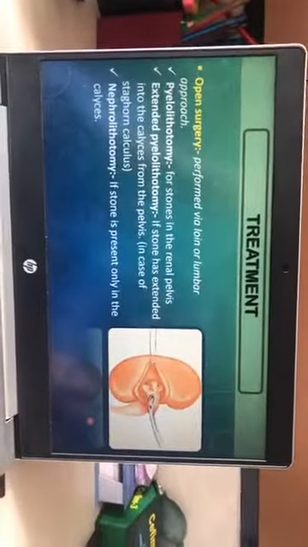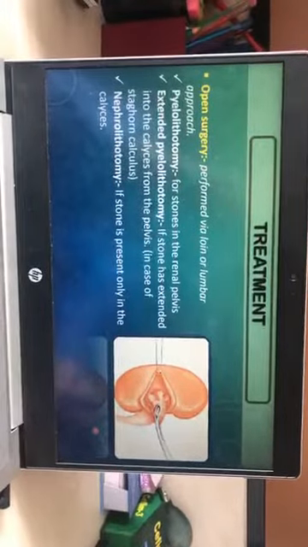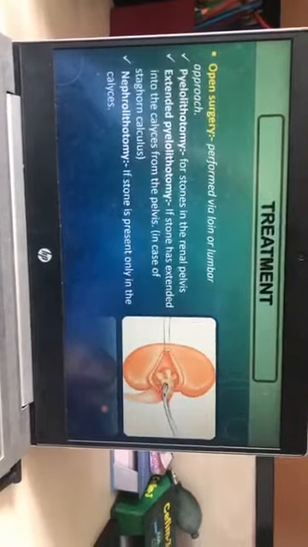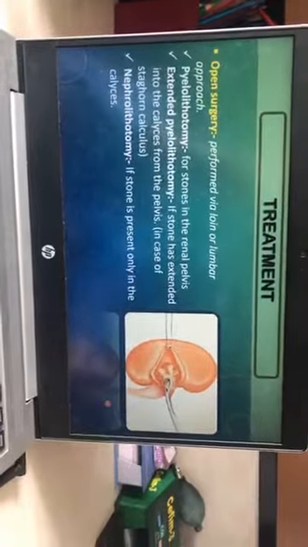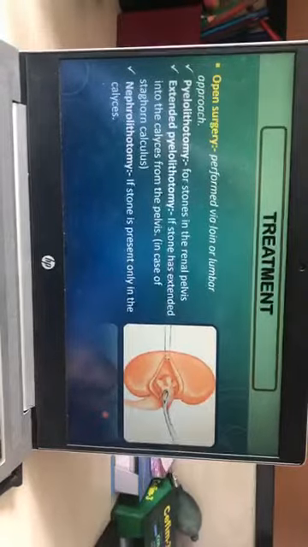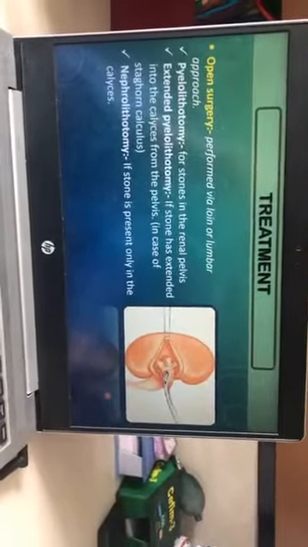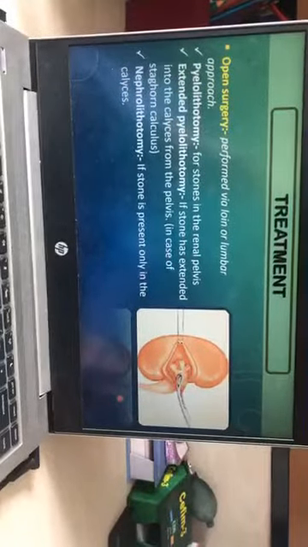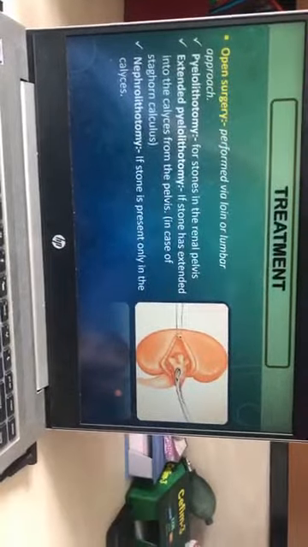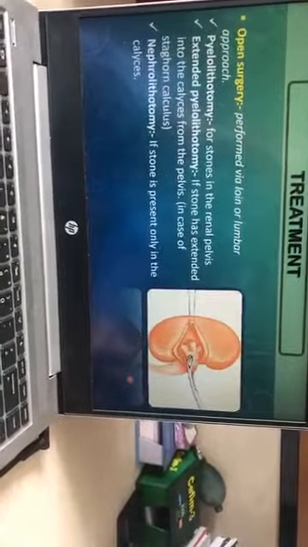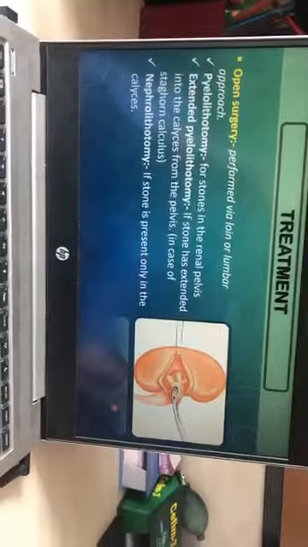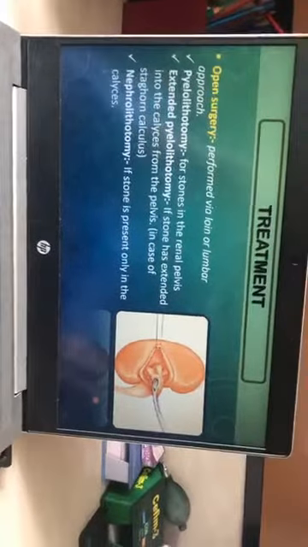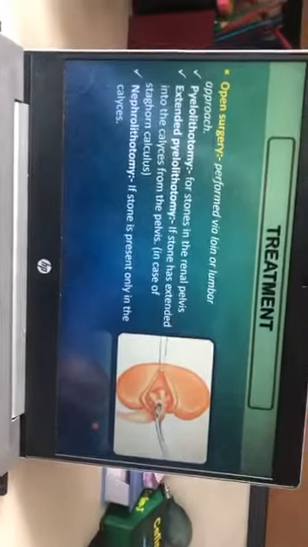The others are open surgery performed via a loin or lumbar approach. Pyelolithotomy is for stones in the renal pelvis. Whenever the stone extends up into the calyces connected with the pelvis, the name of the operation is extended pyelolithotomy, as in the case of staghorn calculus. Nephrolithotomy is done if the stone is present only in the calyces. In that case, you open the kidney by incising over the nephron, go in and remove the stone, which is called nephrolithotomy.